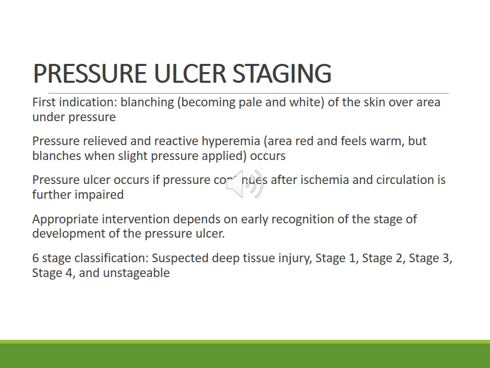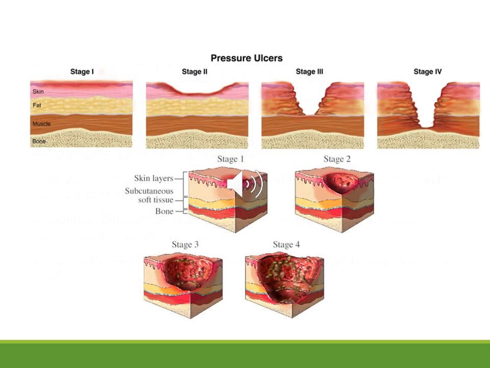And there's 6 stages we can classify as. Suspected deep tissue injury. We can also classify as a stage 1, a stage 2, a stage 3, a stage 4, and an unstageable. This is just some pictures, if you're a visual learner, to kind of see what happens with each stage. So as you see, stage 1, we start to see that reddened area. Stage 2, we have a little bit more breakdown into the tissue. Stage 3, stage 4, and so on.